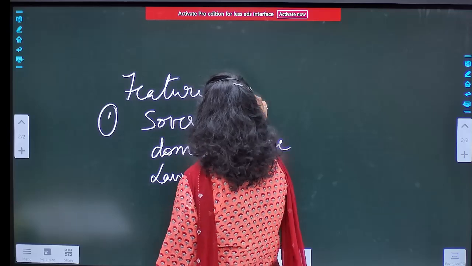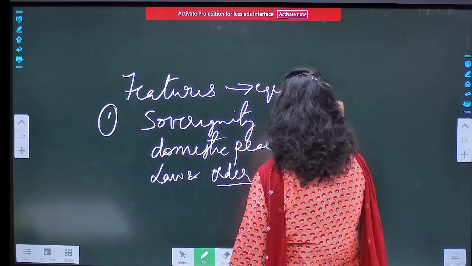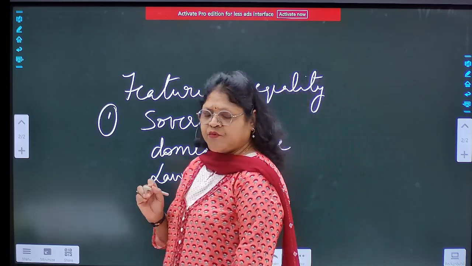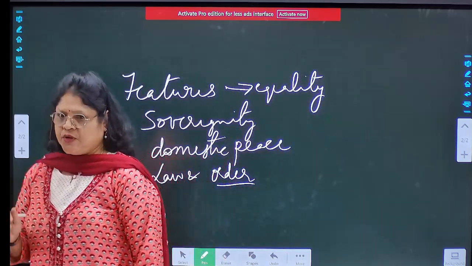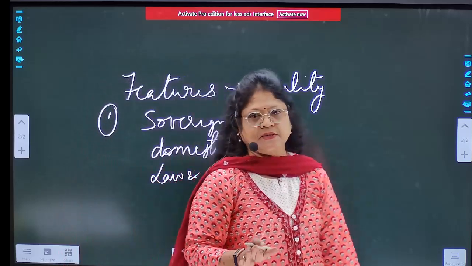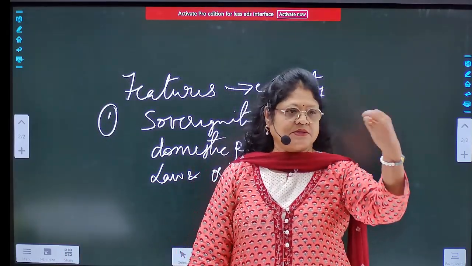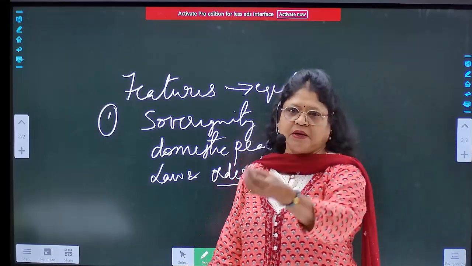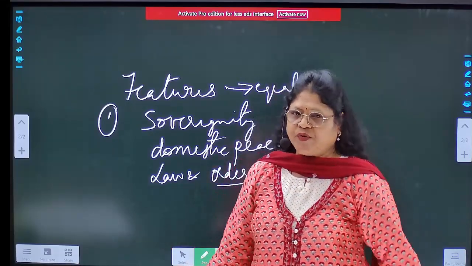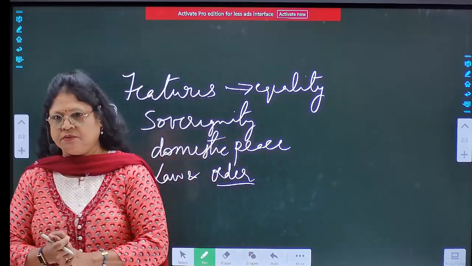Then there is also equality before the law, and also equal protection of the law. So all citizens within a country have this right that they are all equal before the law. No law can be something for one person and another thing for someone else. It has to be equal for everybody, and everybody also has the equal protection of the law.